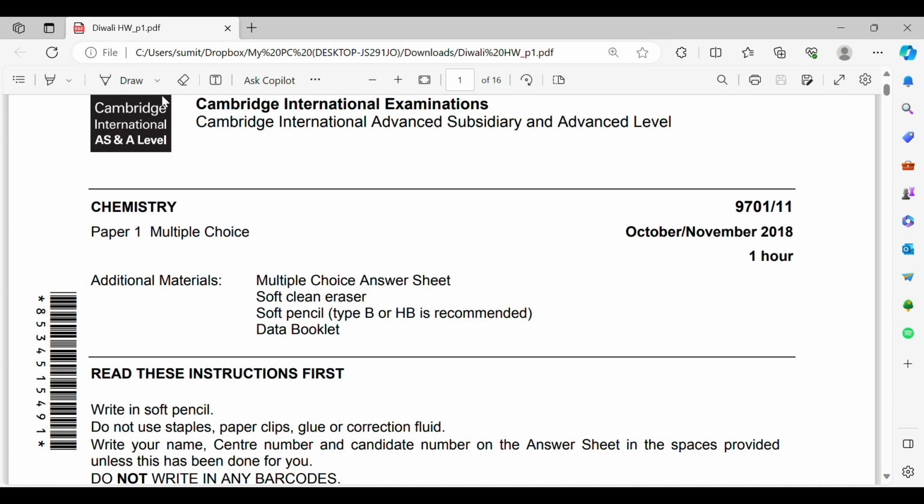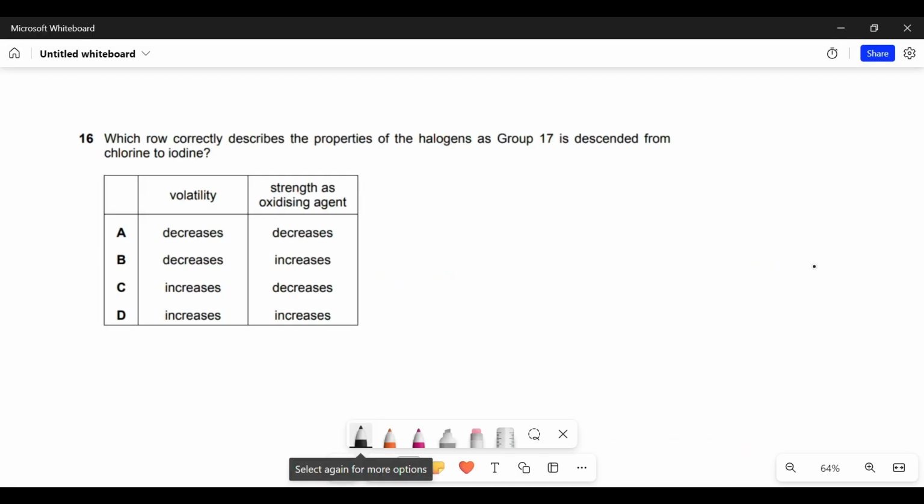In this video, we are going to solve the next 5 questions from the same past paper, year 2018, October-November series, paper code 970111. Let's start with question number 16. Which row correctly describes the properties of the halogens as group 17 is descended from chlorine to iodine?